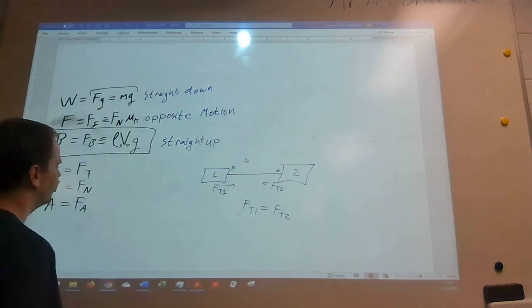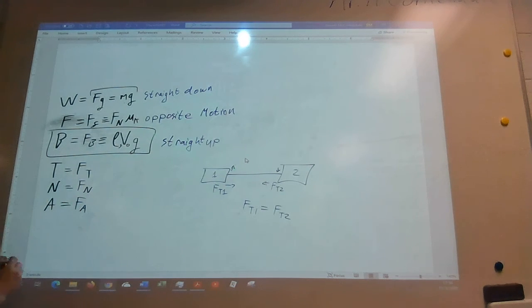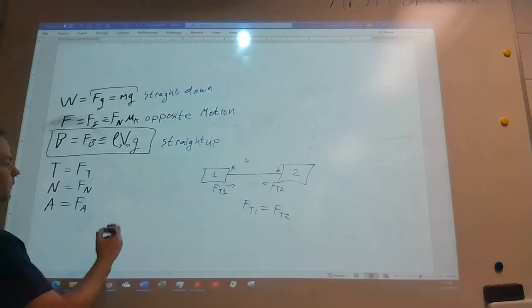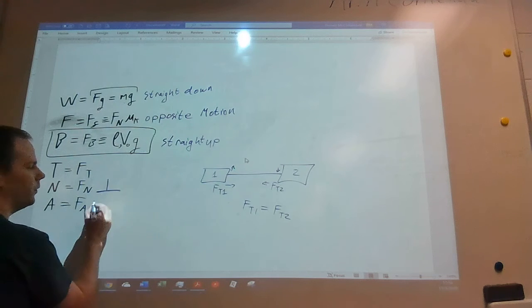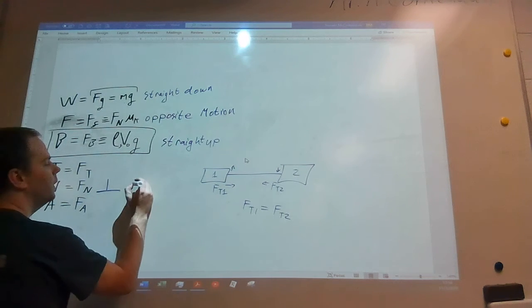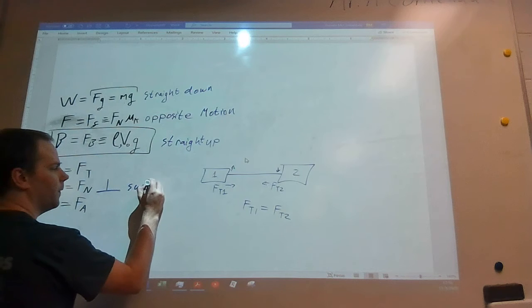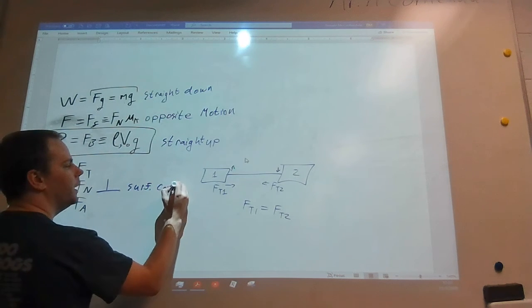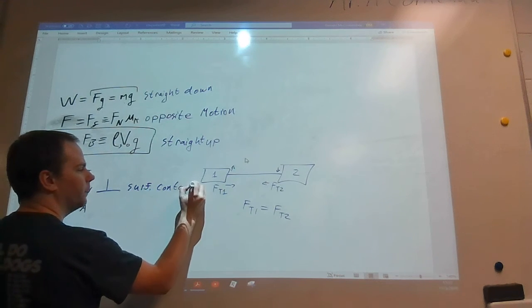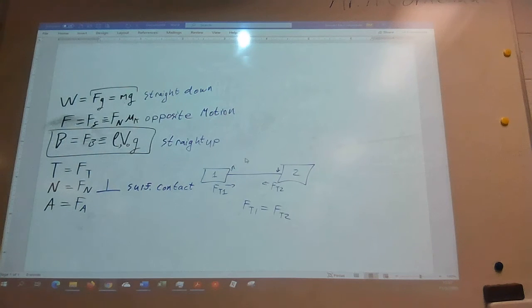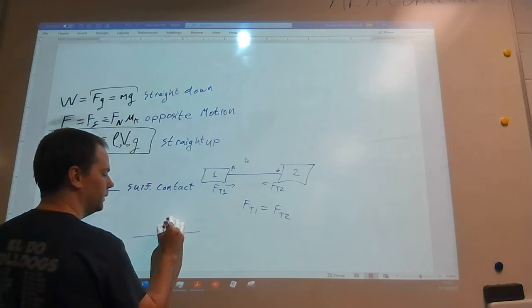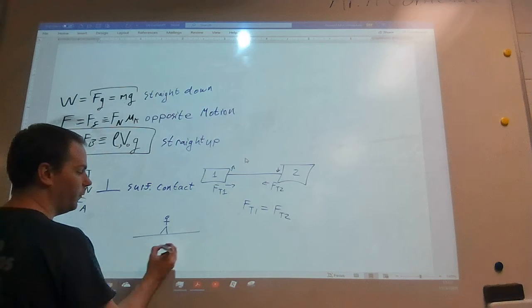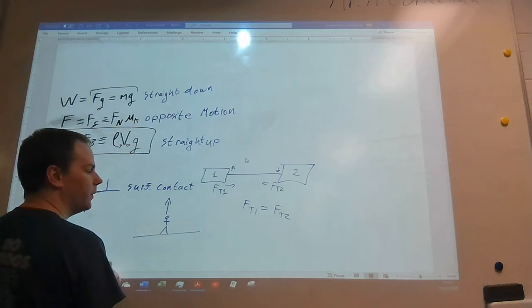Specifically equilibrium problems. Normal force is always perpendicular to the surface of contact. So I'm going to use this symbol. This means perpendicular to surface of contact. And we've talked a little bit about this before. If I'm standing on the ground, then the normal force the ground exerts on me is straight up.